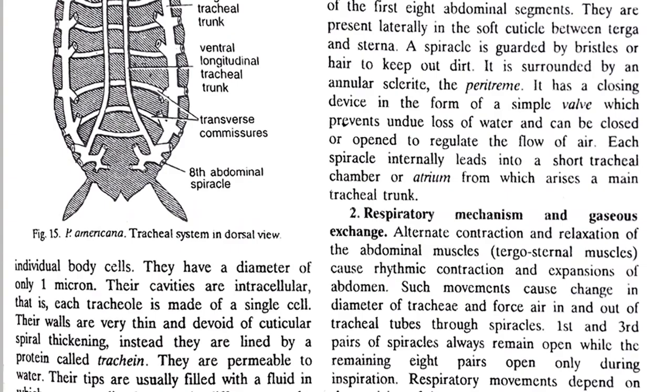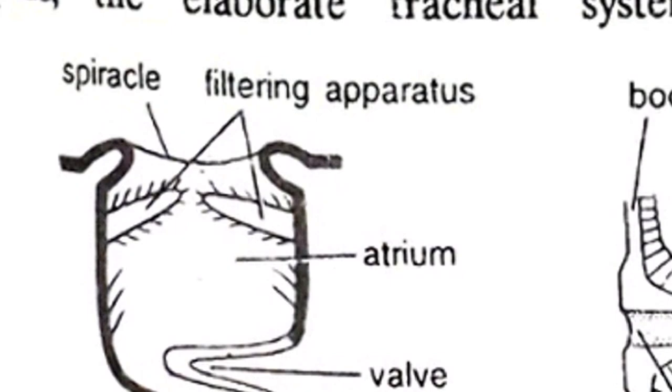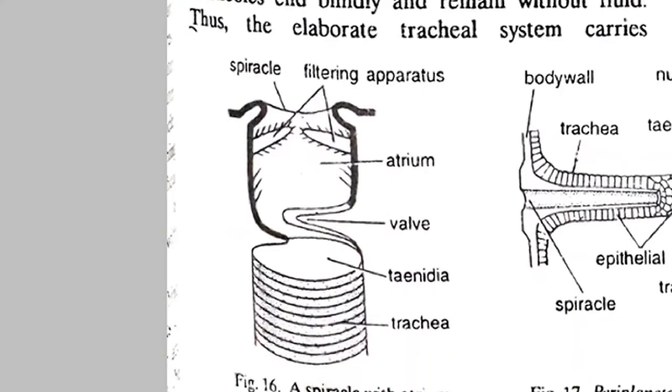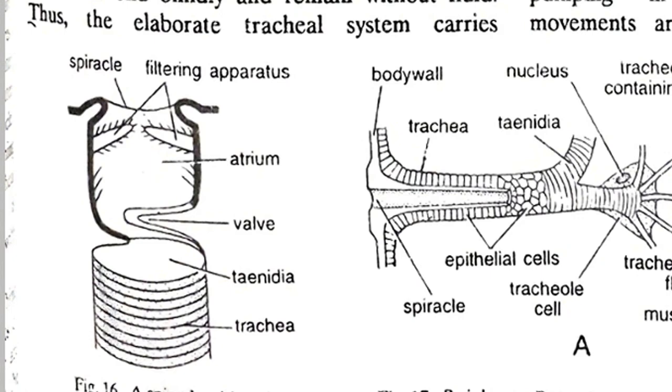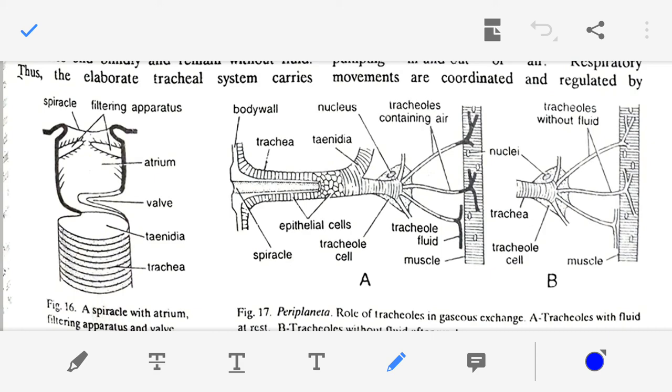Now here in this figure, as you can see, the spiracle is shown. In the spiracle, a filtering apparatus is shown. Then in the spiracle, a valve is also present. And this spiracle is opening. The same spiracle is shown here, for example, this one is the spiracle, and this one is the same spiracle.